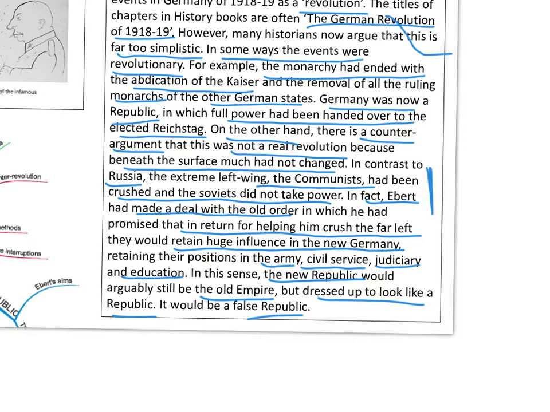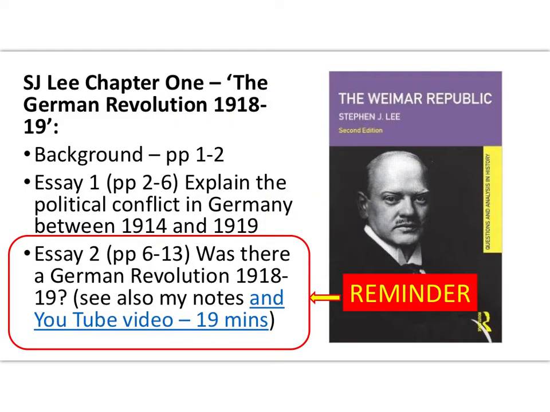So apart from the fact that the Kaiser and the monarchs lost their positions, beneath that, all the other upper classes kept their jobs. The army did not really change. The civil service, at the top levels, continued to be controlled by the same old families. There really wasn't that much change beneath the surface. You can't really call it a social revolution. So that's it in a nutshell.